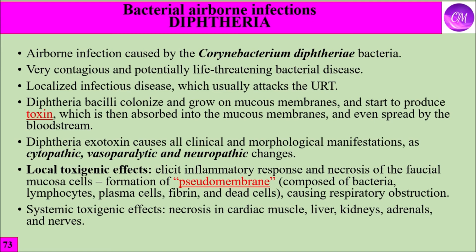Local toxigenic effects include the elicited inflammatory response and necrosis of the pharyngeal mucosa cells, and formation of a pseudomembrane composed of bacteria, lymphocytes, plasma cells, fibrin, and dead cells, causing respiratory obstruction. Systemic toxigenic effects include necrosis in cardiac muscle, liver, kidneys, adrenals, and nerves.